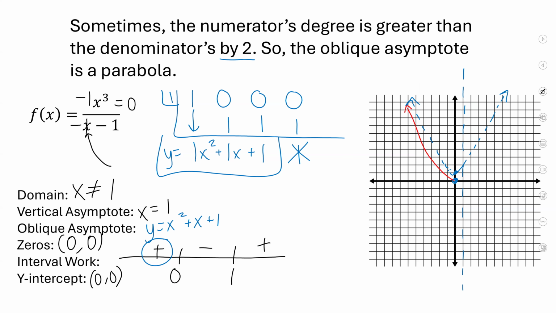Once it gets past 0, between 0 and 1, it has to be negative. So I'm going to get very close to this asymptote. I'm negative. When I pass 1, I'm going to be positive. So that'll be up here. And that's what it looks like.